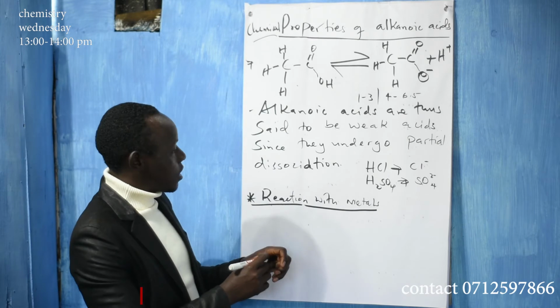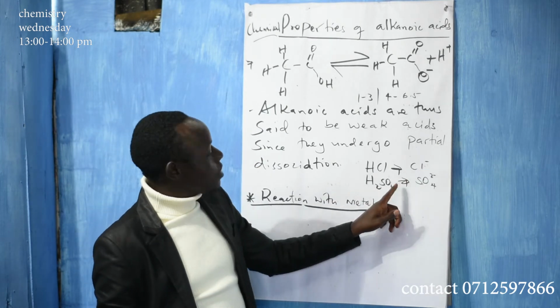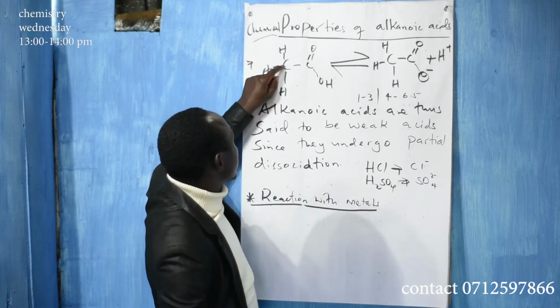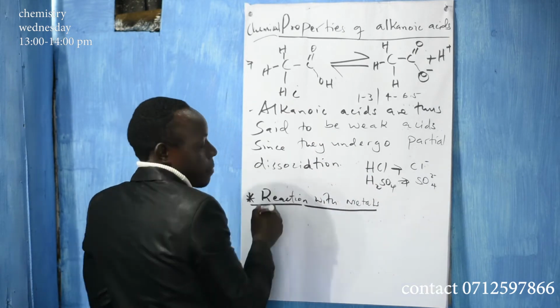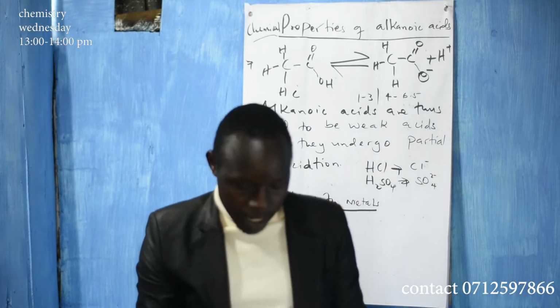Just before I leave this part, this one is chloride ion, this one is sulfate ion, and this is ethanoic. You look for another color.